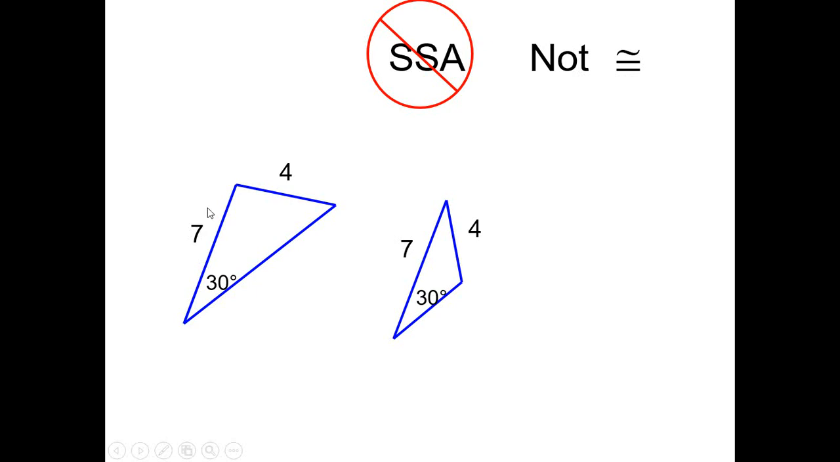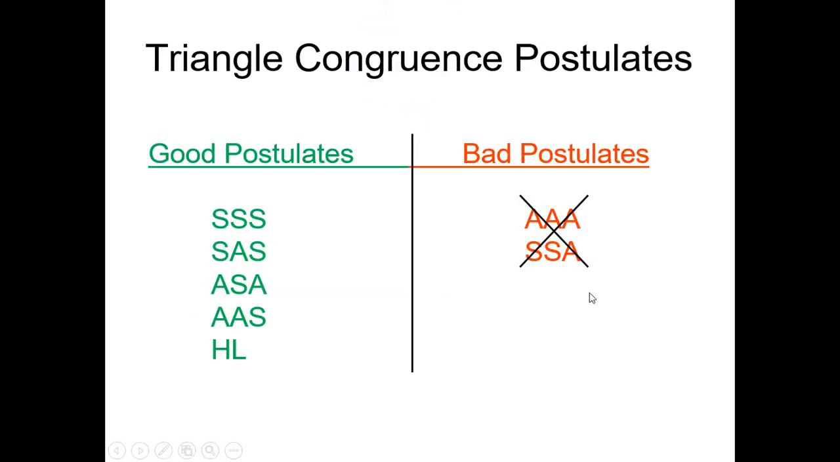So you've got an angle, a side, and a side. Okay, so this does not prove it. So if you come across this, you say not congruent. Okay, very good. So the good ones are side, side, side; side, angle, side; angle, side, angle; angle, angle, side; and hypotenuse leg. The bad ones are angle, angle, angle, and side, side, angle.